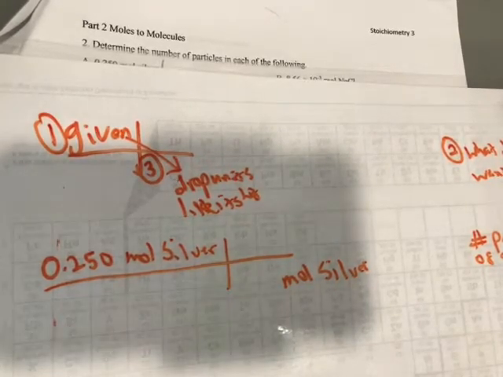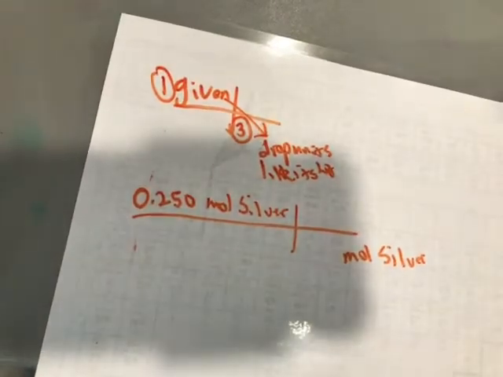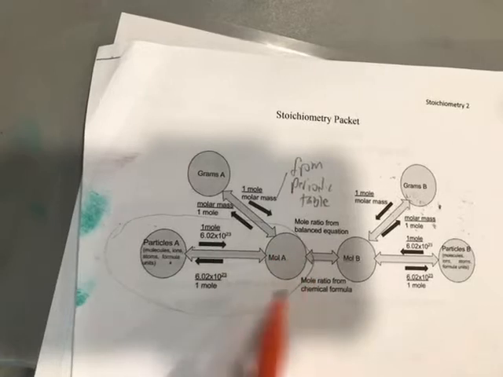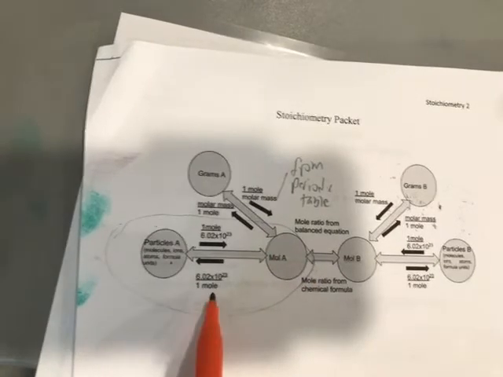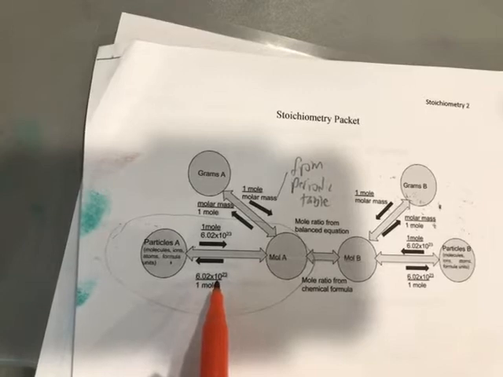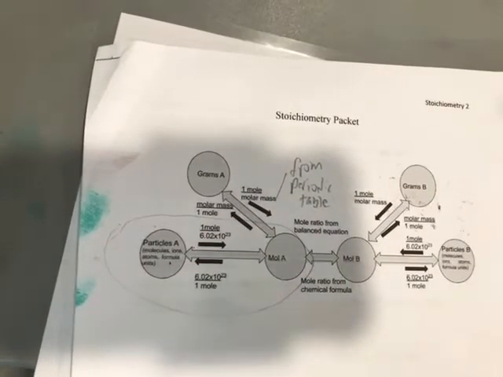At this point, then I need to go look at some stuff. I'm going to look at my graphic organizer. For this section, when we're going moles to molecules and molecules to moles, the only stuff I'm looking at is right here. Okay, so I either have 1 mole on the bottom and the Avogadro's number is 6.02 times 10 to the 23rd on top, or vice versa, where the mole's on top and Avogadro's number is on bottom.